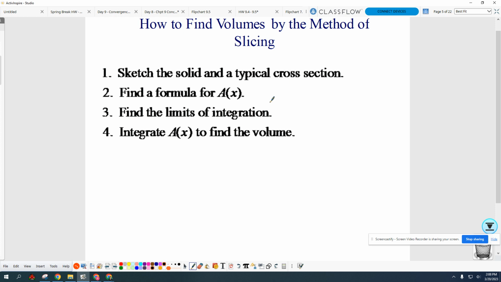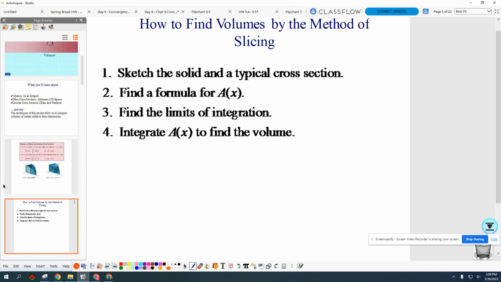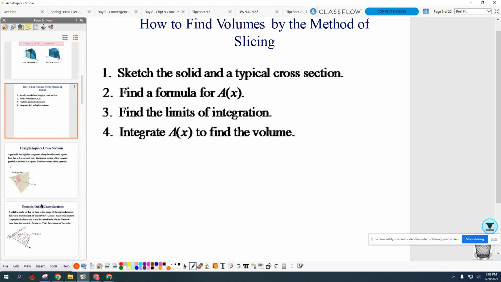People are writing the steps down, so I will wait. Morgan, you haven't written anything. Yeah, it distracts me. No, you don't have to write. We're going to find the volume of a croissant.